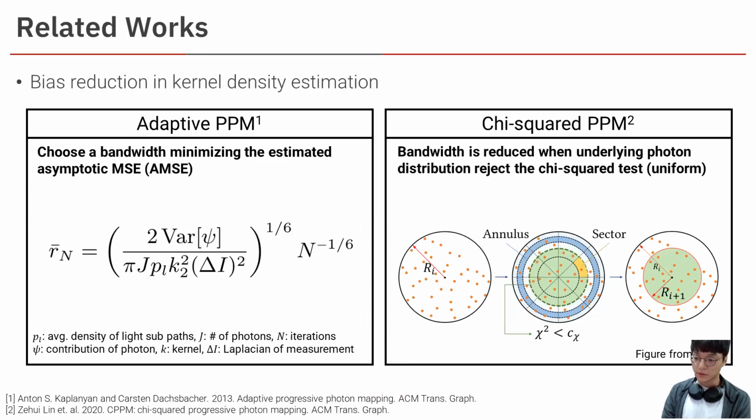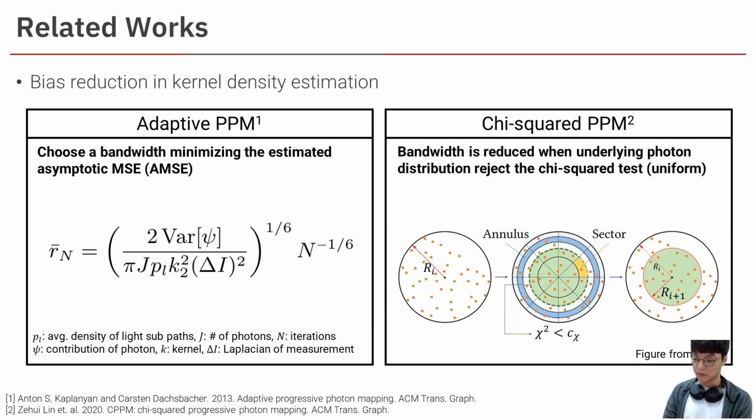There are two previous works that try to reduce the bias by cleverly choosing the bandwidth of kernel density estimation. The adaptive PPM constructs an asymptotic MSE of the pixel estimator, then finds an optimal bandwidth that minimizes the AMSE.